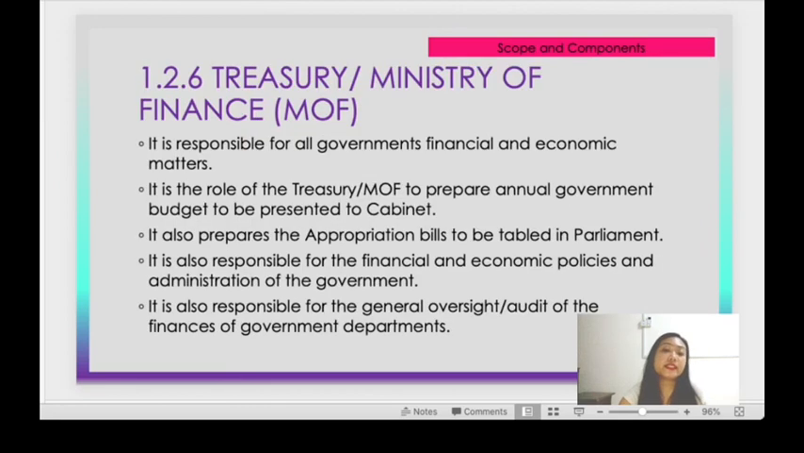Last but not least, Treasury or the Ministry of Finance, MOF. I have mentioned this early on. MOF is very important in handling the government's money. It is responsible for all government's financial and economic matters. It is the role of MOF or the Treasury to prepare the annual government budget to be presented to Cabinet. It also prepares the appropriation bills to be tabled in Parliament.